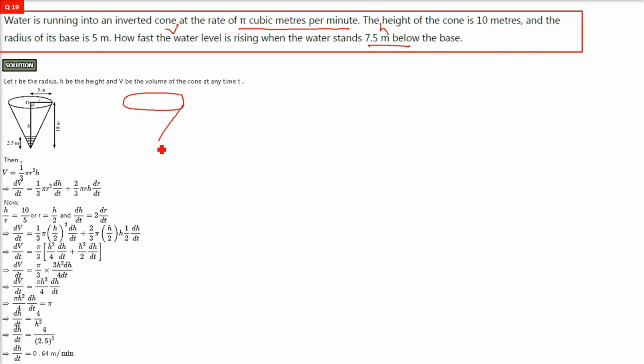So dh by dt we have to find out. So this is the shape. See, first of all, we have the total height is given as 10 meter. Total height is 10 meter. Radius of the base is 5 meter. So just write it as 5 meter. Radius of base is 5 meter.